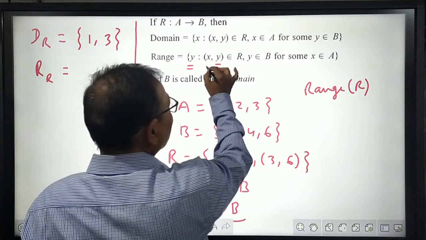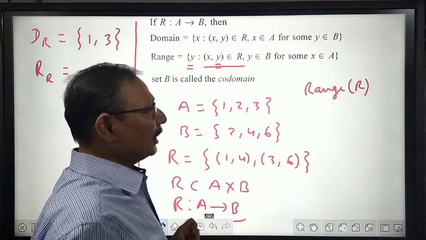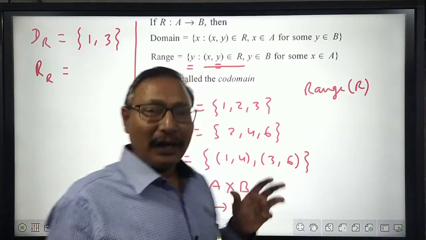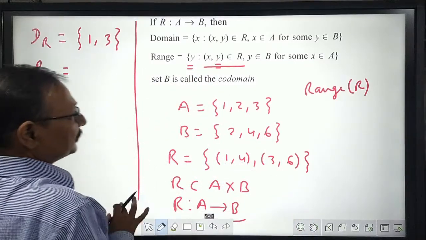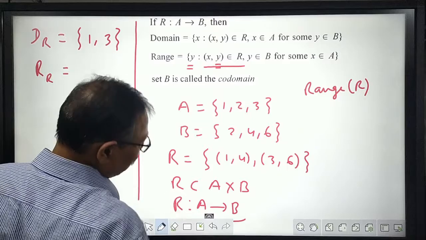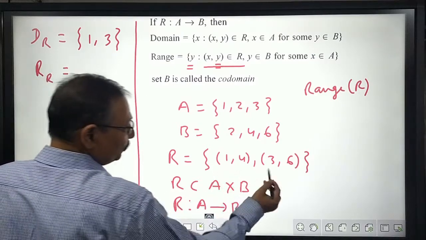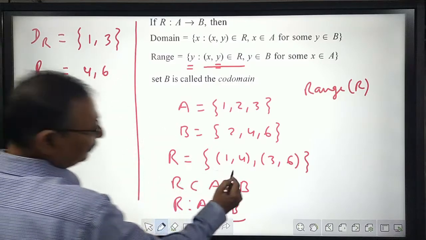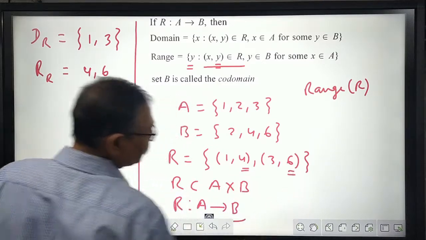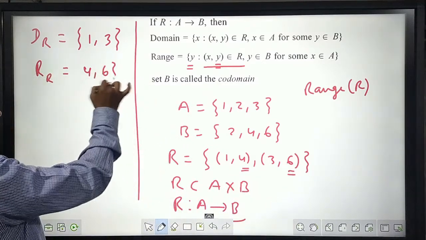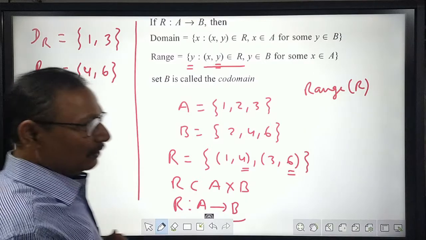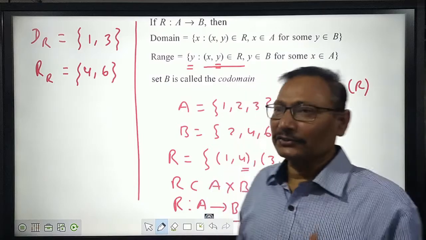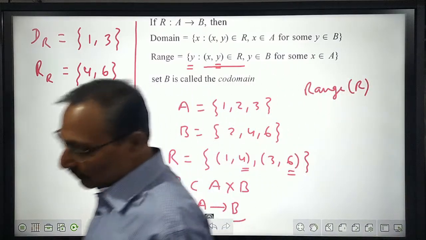So if x comma y belongs to R and we take the second element y and collect them, then the set is called the range of the relation. Here these two pairs have 4 and 6 as their second elements, and we collect these two as elements of a set. Then this collection, this set, is called the range of the relation.